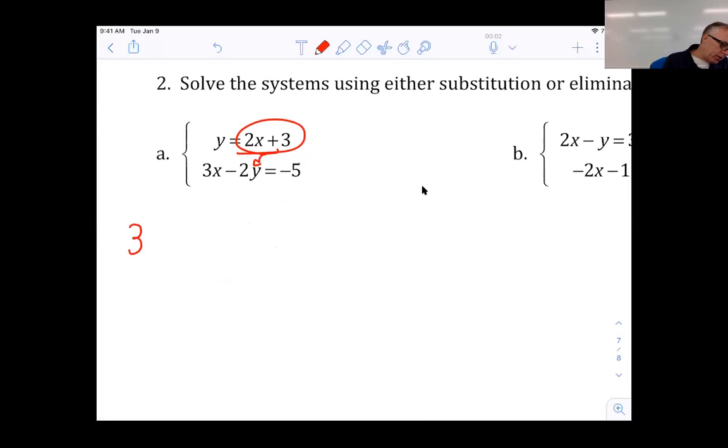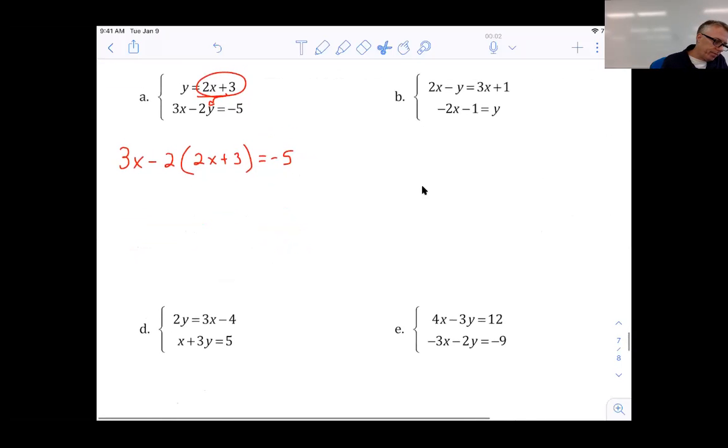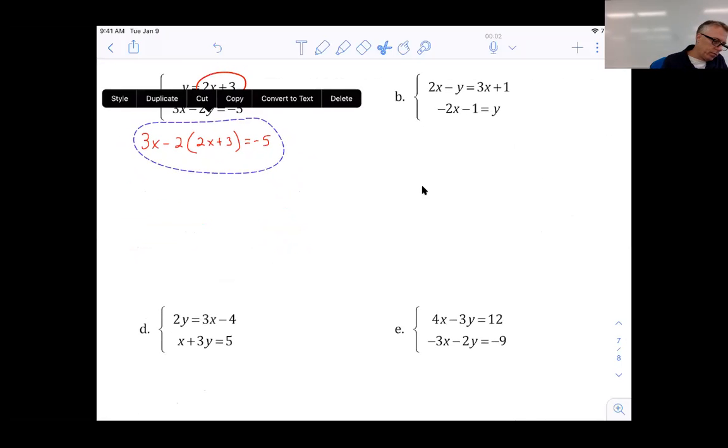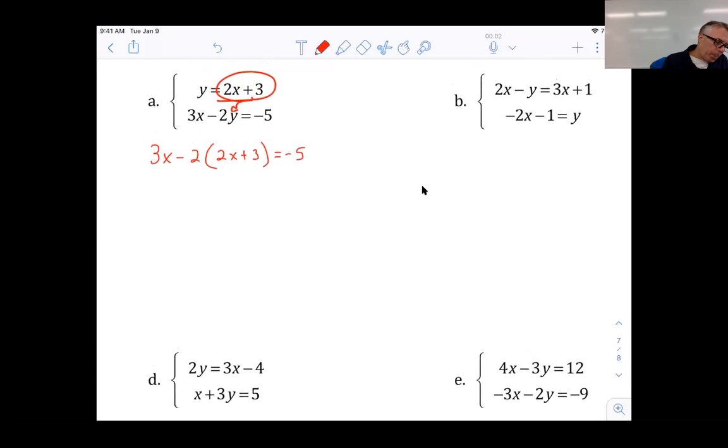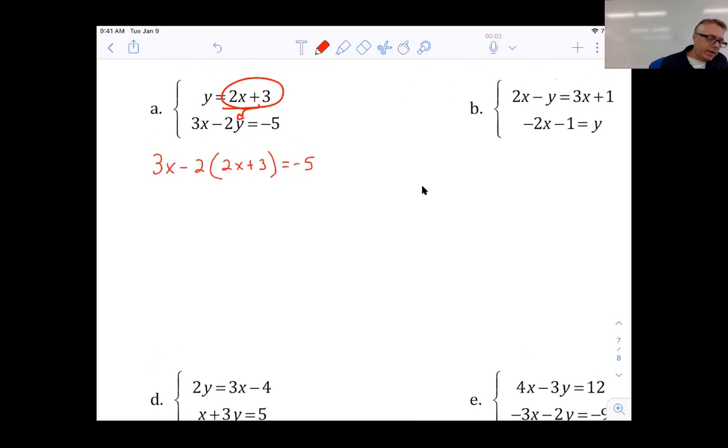The bottom is going to be 3x minus 2, but instead of the y, I'm going to write 2x plus 3 because I substituted 2x plus 3 in for y. And that equals negative 5. All right, so I just made that substitution, and now I'm just going to roll with the algebra. So I'll distribute my negative 2, so I get negative 4x minus 6 is equal to negative 5.